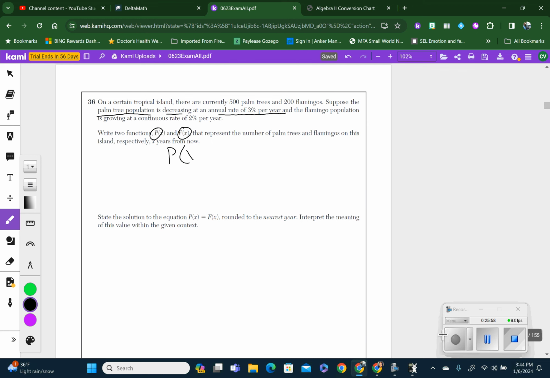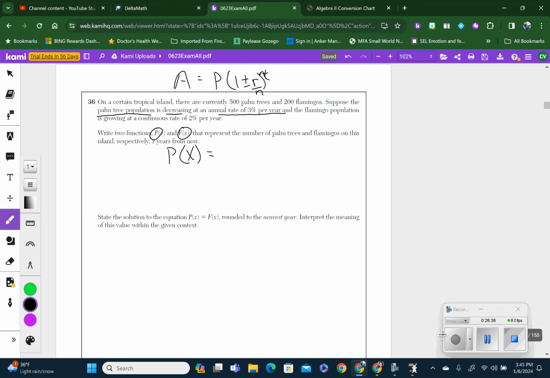So p of x is equal to, if it's decreasing, remember, let me take a little commercial break real quick. So I have A is equal to P, parentheses 1 plus or minus r, to the t. Remember that formula? If we don't remember it, let's remember it now. And there's nothing that's getting compounded, so I don't need to put the n here and the n here. That can be like a 1.